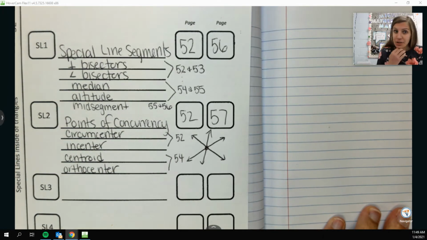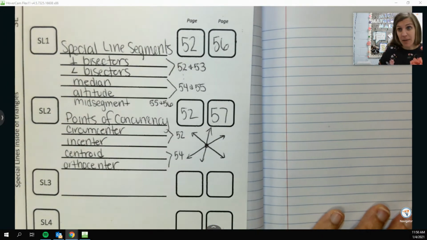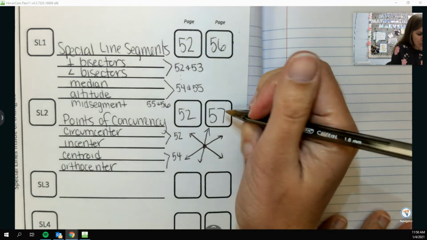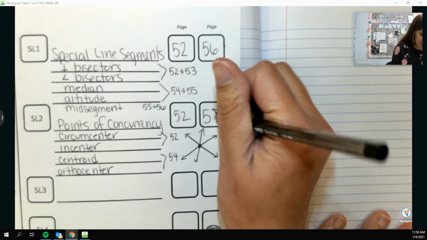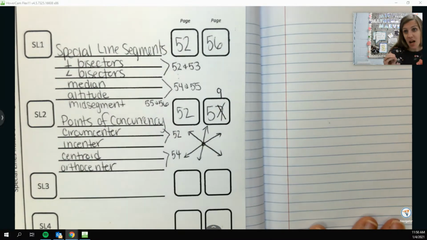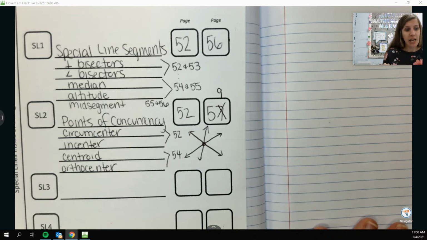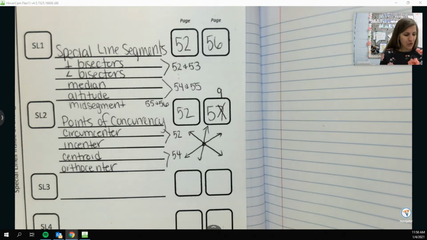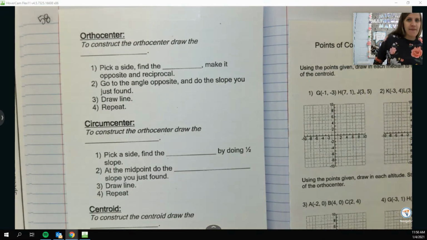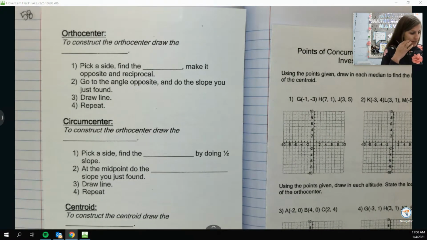All right, guys, we're going to add to our notebook today, and I didn't think this through, apparently, because we're actually still going to be talking about points of concurrency. So really, this is going to go to page 59, truly. And on 58 and 59, which are pages we have not filled out yet, we are really going to be looking at finding points of concurrency on a grid. So if we turn to 58 and 59, you'll see that we have a bunch of graphs over on 59.